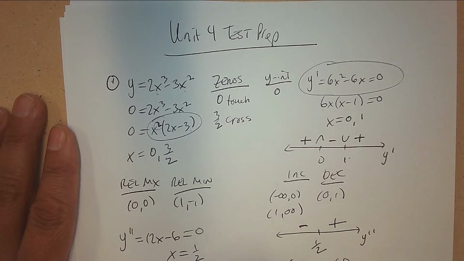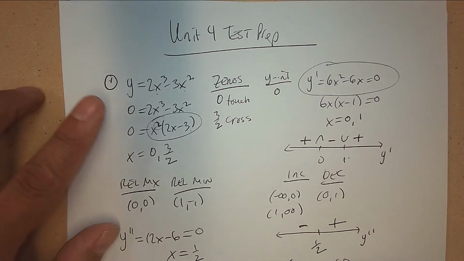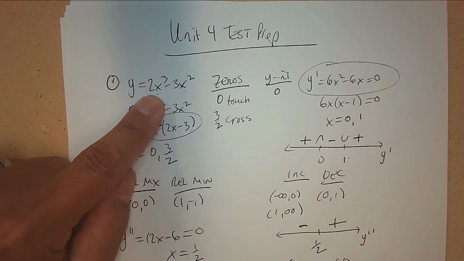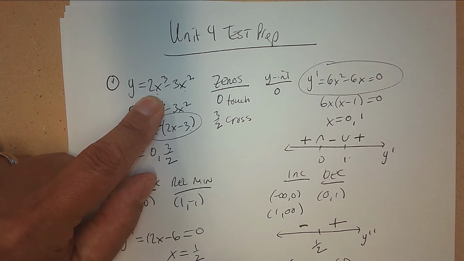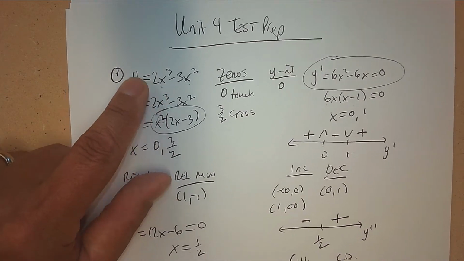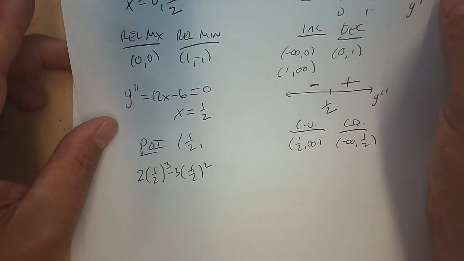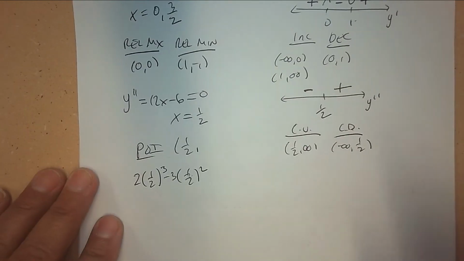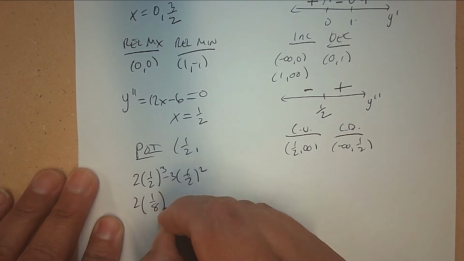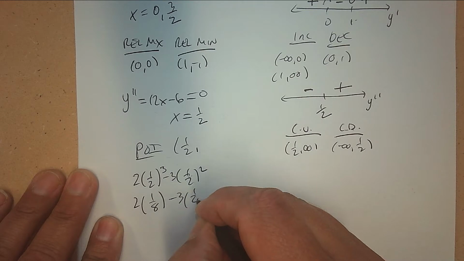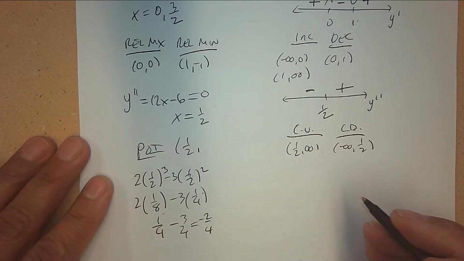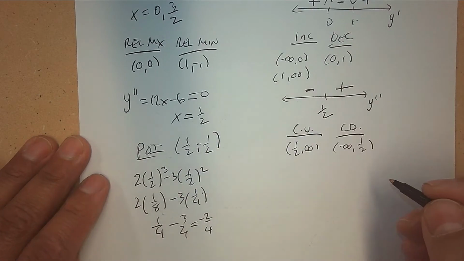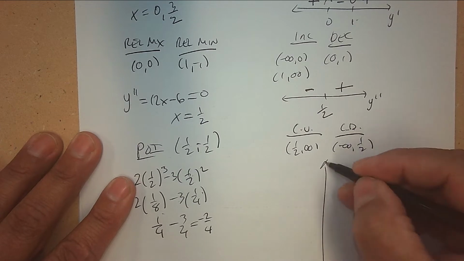If you plug 1/2 back into this equation to get the y-coordinate, this is 1/8, this is 1 over 4. 2 goes into 8, 4. 3 times 1 is 3, so that's negative 2 over 4. So you can see it's negative 1/2. That's it. So then we graph it.